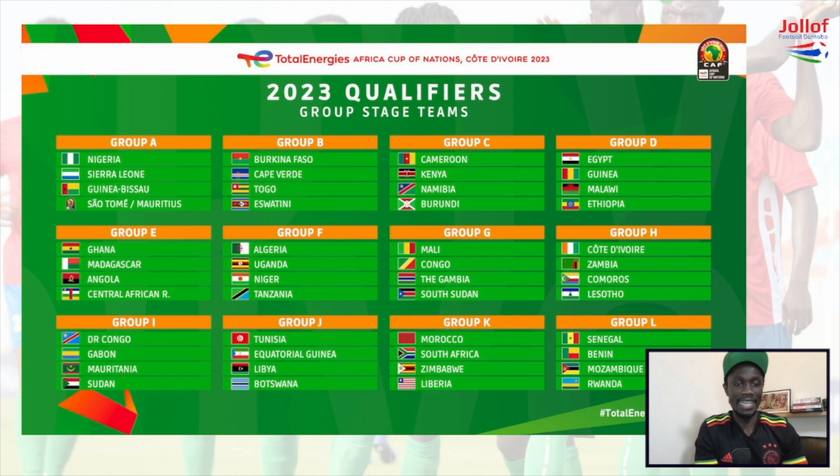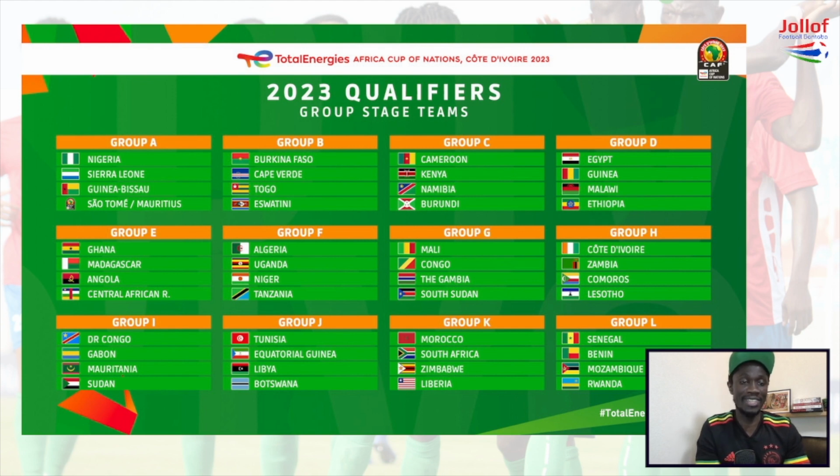Group A is Nigeria, Sierra Leone, Guinea-Bissau, Sao Tome and Mauritius. South Africa and Mauritius are to play their game, and whoever wins that round will be in this group. Nigeria is the strong team here, the heavyweights in that group. Sierra Leone are a very decent team, Guinea-Bissau likewise, but I think Nigeria is just too strong for these teams, so I will back Nigeria to top the group. Sierra Leone had a very good African Cup of Nations recently, so you never know, they can cause a little bit of shock.